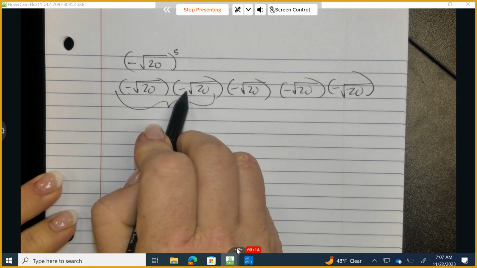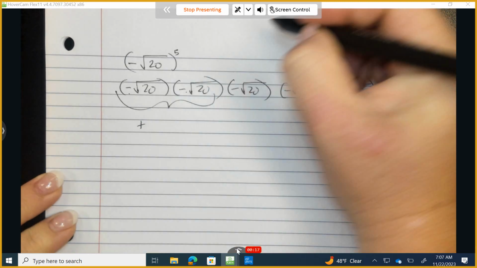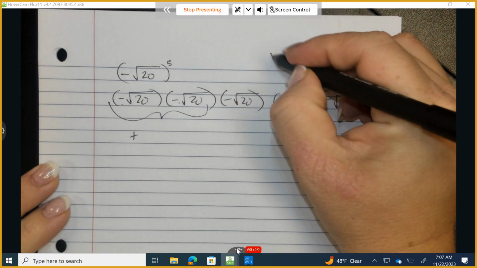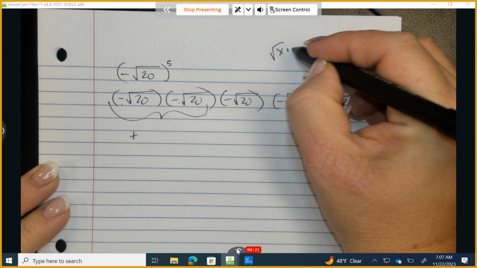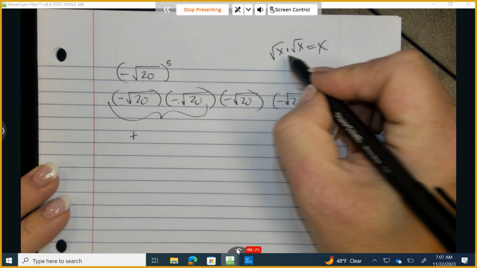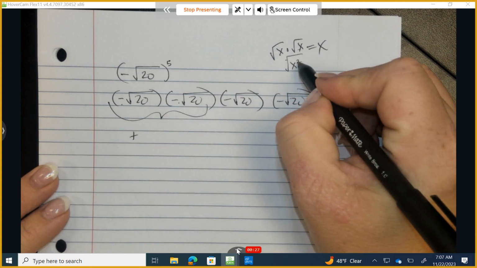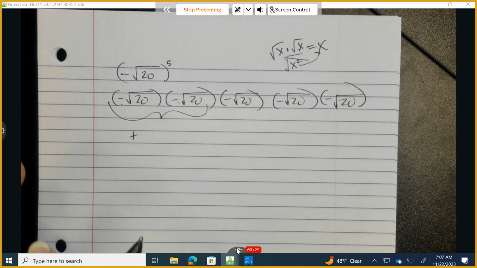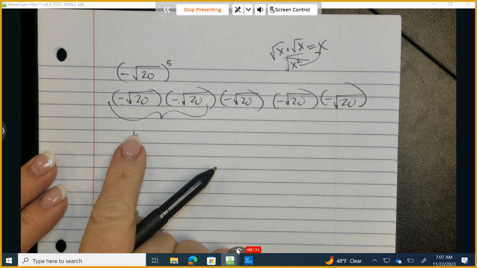Well, I know a negative times a negative is a positive. And as I just showed before I filmed this, if I take the square root of x times the square root of x, I simply get x. Why is that? Because x times x is x squared. The square root and the square cancel. I'm left with just x. That same concept. A negative times a negative is a positive.